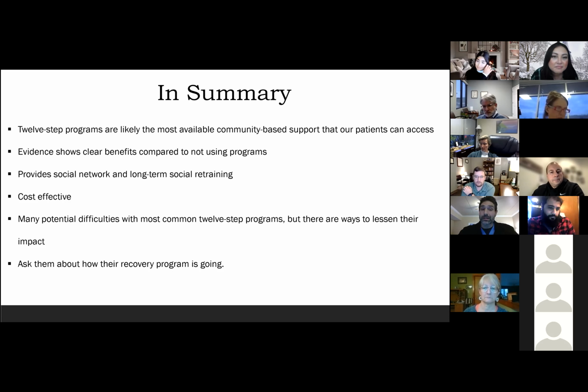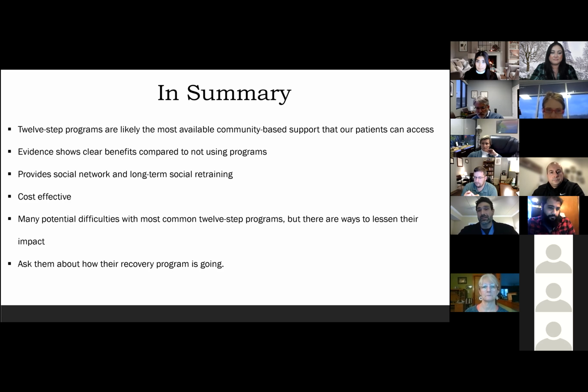They provide social network, and they also provide some long-term social retraining. So if you've been through the process and watched somebody early in recovery or maybe at rehab in the early days, social skills tend to get out of whack when somebody has a substance use disorder. So it takes time for those things to get retrained in. So 12-step programs can really help people to develop those types of social skills.